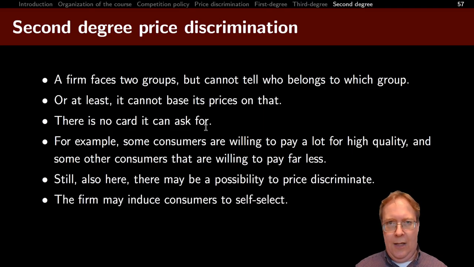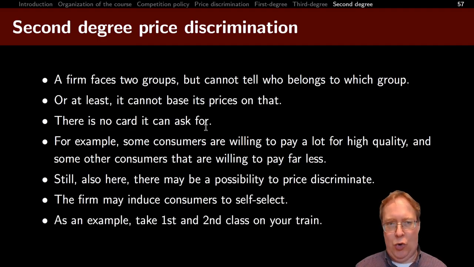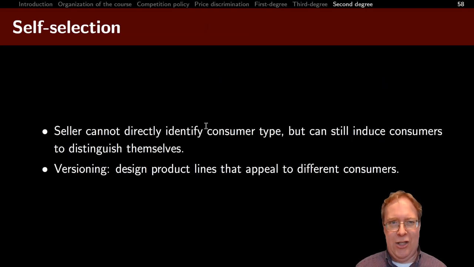How does that work? Well, the firm may induce consumers to self-select. And as an example, let's take the first and second class on the train. Also, this is referred to as versioning. So you design product lines that appeal to different consumers. Sellers cannot directly identify consumer types, but they can still induce consumers to distinguish themselves. That will be the essence of what I'm going to tell you.